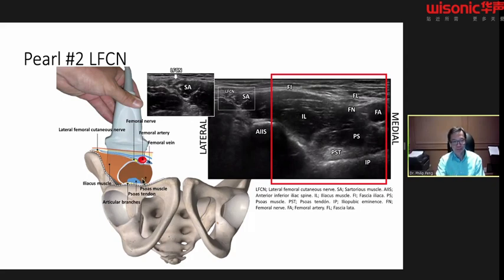And the lateral femoral cutaneous nerve is very close to the insertion site, which is outside. This is actually where your transducer is, outside. So be careful when you put a needle. If the patient has some paresthesia, you may impair the lateral femoral cutaneous nerve.